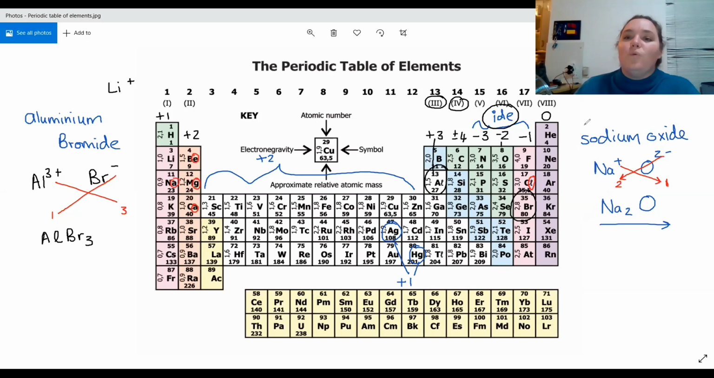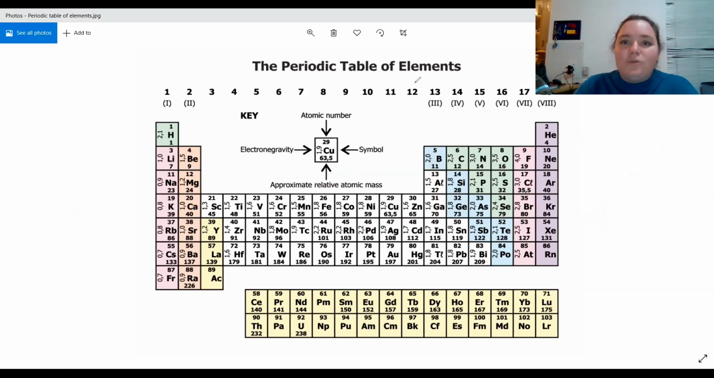Okay. Now, one last important thing on this, and I'm just going to quickly clear because I need a bit of space. I'm sure you all can remember +1, +2. You should have been doing this for a good couple of years already. But I want to remind you what happens if we've got magnesium oxide.